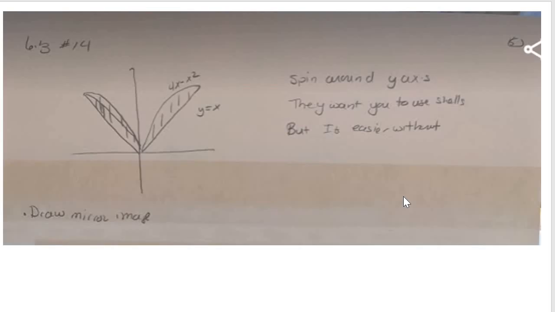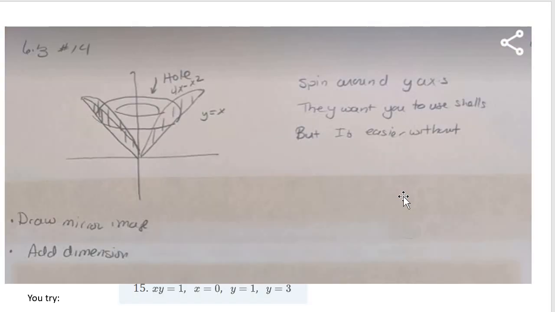I graphed it. I did the mirror image, but this time the mirror image is going to come around the y-axis. So I fold the piece of paper across the y-axis. You have one earlier where you're spinning around the y-axis. This is what you're going to do. And again, I said they want you to draw shells, but I don't want to. Draw the mirror image and then add the dimension, except the dimension this time is going to be horizontal.